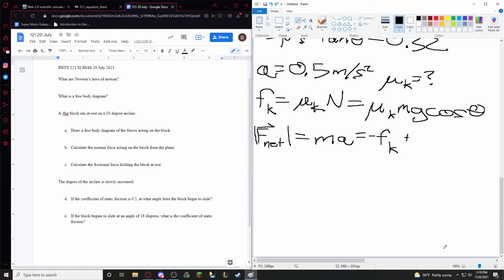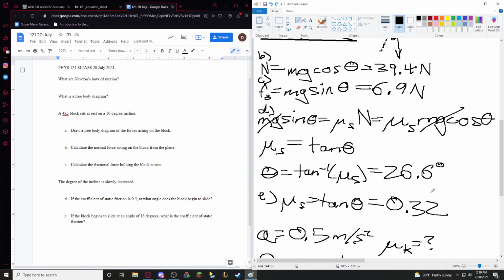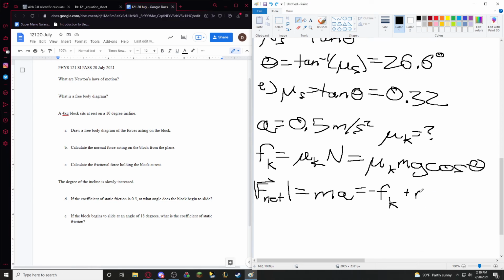It would have to be the force of... The only other force tugging on it would be the force of gravity that's pulling it down, right? Exactly. So what would that x prime component of the gravity force be? It would be mg... Oh, mg sine of... Yep, exactly. It's going to be mg sine of theta.